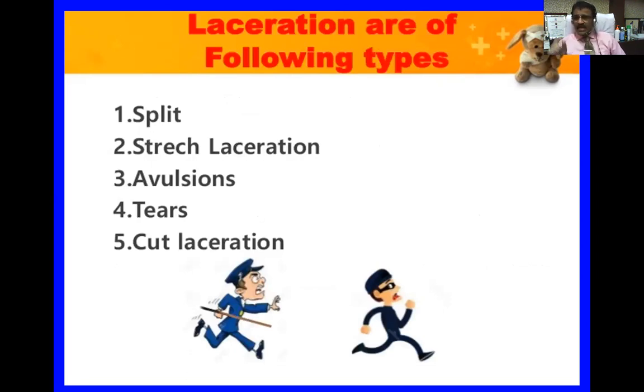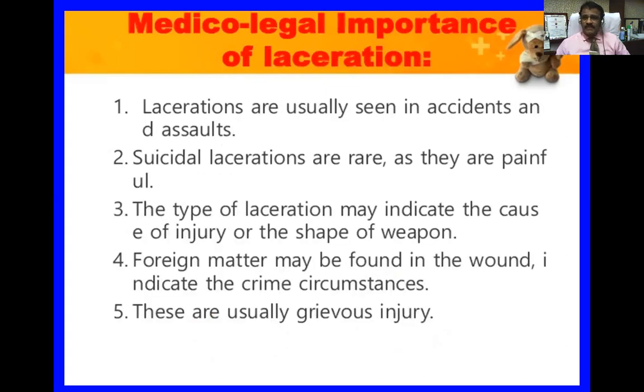Well, let us now discuss different types of lacerated wounds. Those may be called split lacerated wounds. Split means to get split apart, or stretch lacerated wounds, or avulsions. Avulsions म्हणजे सोलणे, सोलून काढणे. Tears म्हणजे फाटणे. Cut lacerations म्हणजे तुटणे. So this all comes under lacerated wounds.